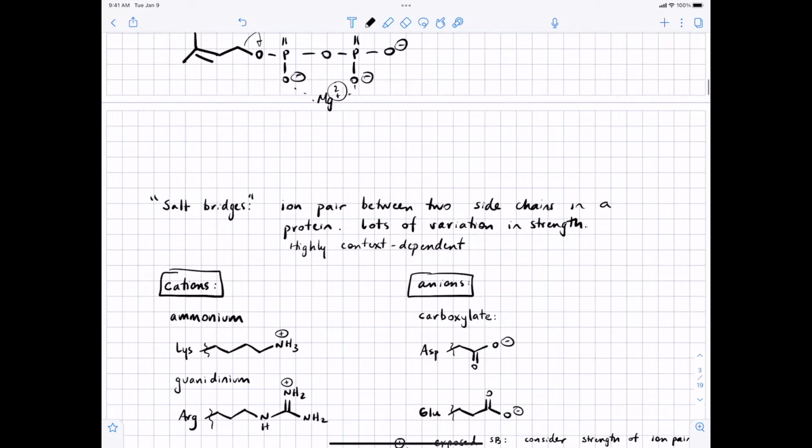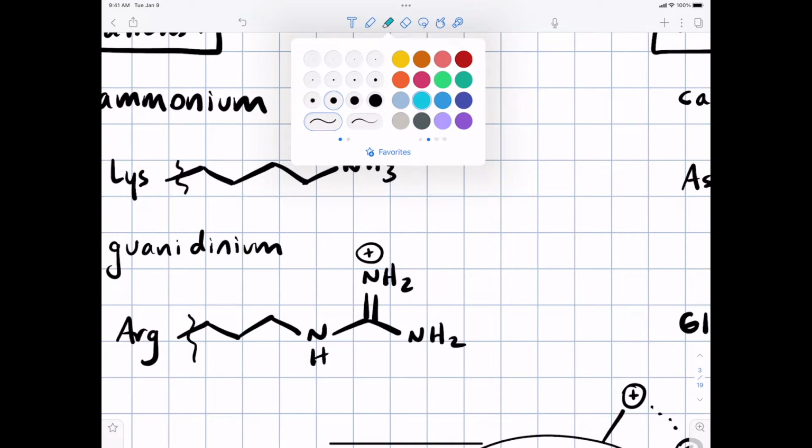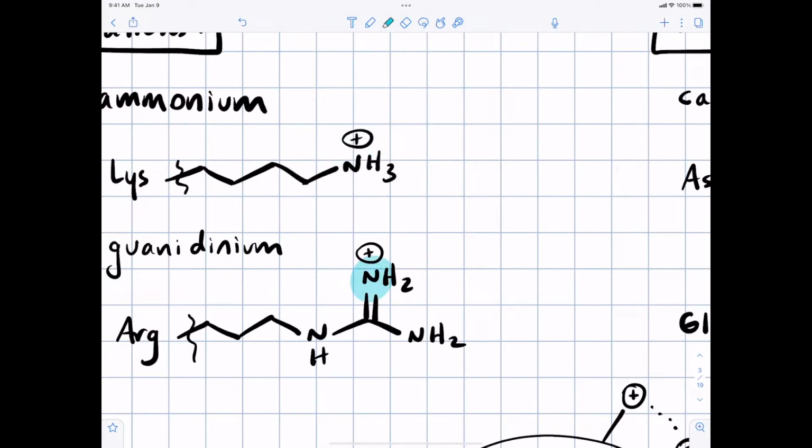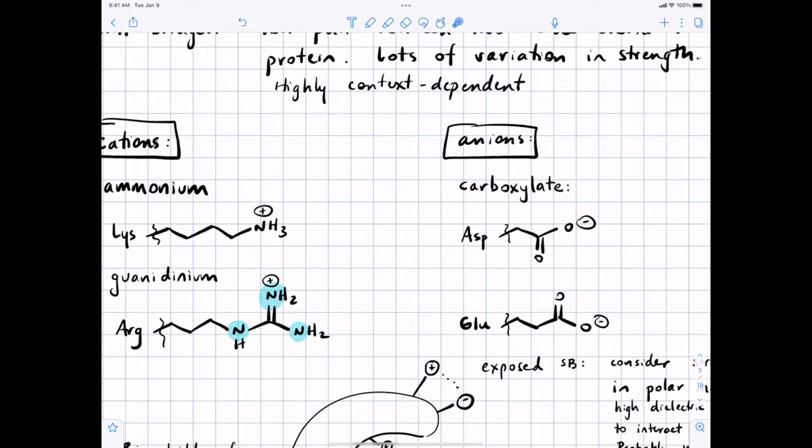Here are the cations that are typically present in proteins. The lysine side chain has an ammonium group. The arginine side chain has this group, which is called guanidinium. It's a planar cation, and by resonance you can actually delocalize that plus charge to each of those nitrogens. The negatively charged side chains are aspartate and glutamate. They just differ in the presence of an additional methylene group in glutamate.